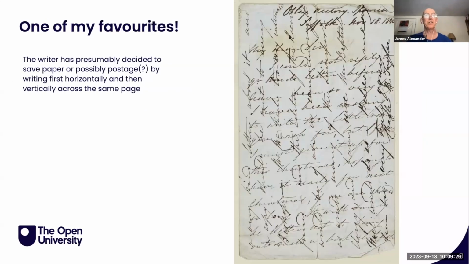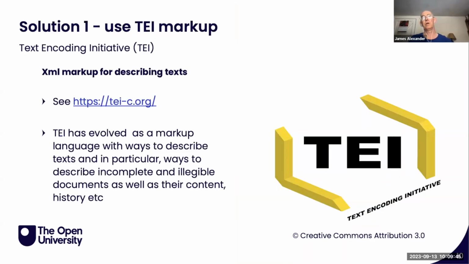One of my favorite letters, though, is this one. For some reason, the author has written 1 page horizontally, then turned the page at 90 degrees and written another page. It's not easy to read, in short, and we wanted a way of being able to describe all of these things. And so we decided to use TEI markup to capture both the metadata and to describe the text of the letters. TEI has a sophisticated set of ways in which text can be described. It's particularly good at describing incomplete and illegible texts.